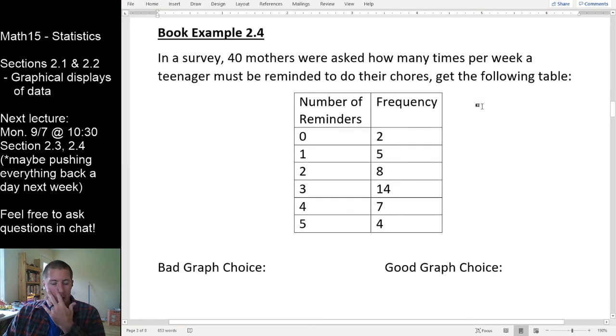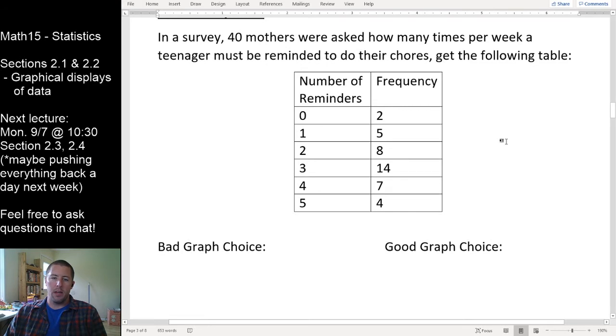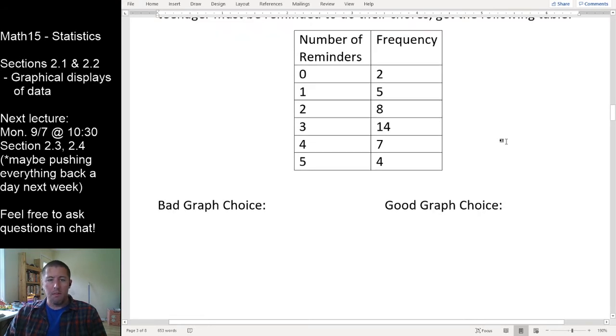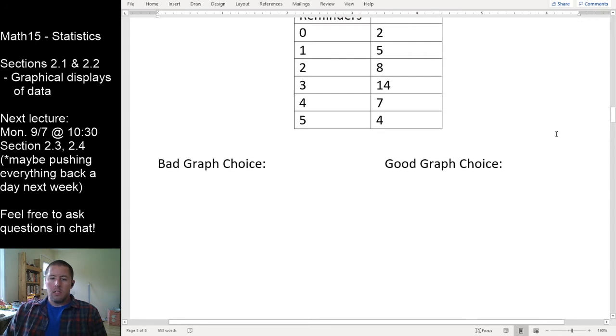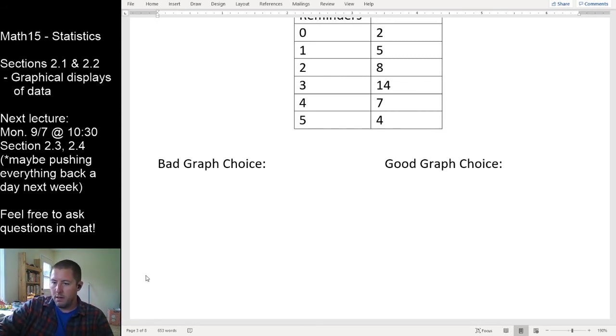In the book example, they survey 40 mothers. They ask how many times in a week the teenager must be reminded to do their chores. And they get the following frequency table: the number of reminders and the frequency. So what the book does in this case is they make a line graph for this. Their line graph is going to look like, let me come on down here and make my line graph.